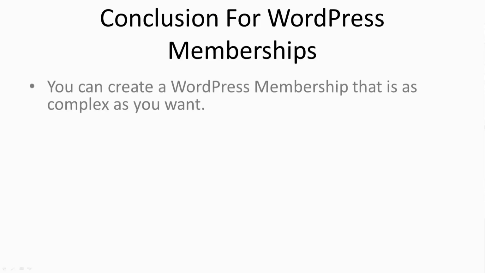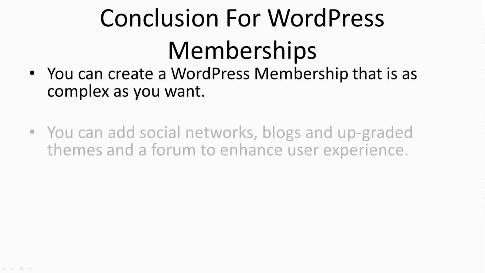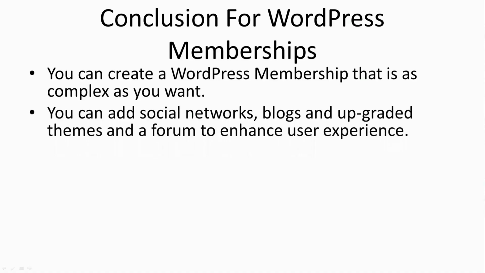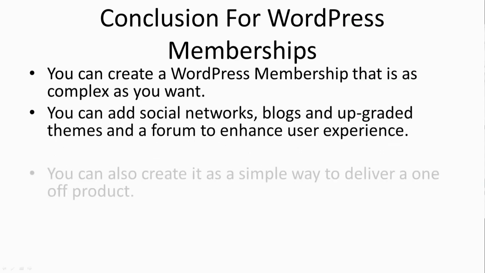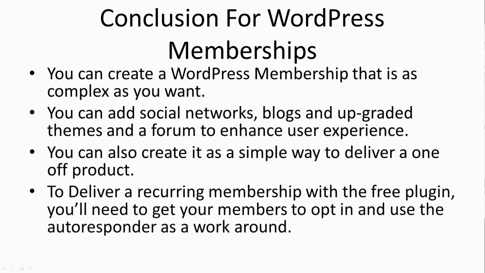In conclusion, you can create a WordPress membership that is as complex as you want or as easy as you want, and you can use JVZoo and S2 Member in order to do it. You can add social networks, blogging, and an upgraded theme, and even a forum to enhance the user's experience. You can also create it as a simple way to deliver a one-off product if you like. And of course, to deliver a recurring membership with the free plugin, you'll need to make sure to get your members to opt in so that you can use your autoresponder as a workaround. So with that, thanks, and I look forward to seeing you either in another video or in another course.